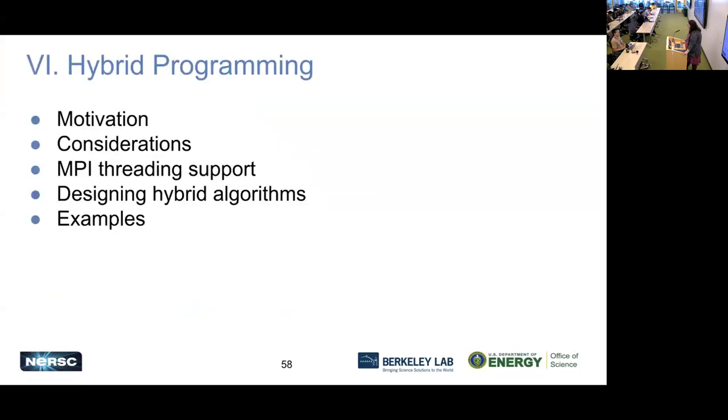Okay, so we're going to talk about why we might want to do this. We're going to talk about things we want to think about when we're doing it. We're going to talk about MPI threading support and some ideas about designing hybrid algorithms, and then I'll give you an example.